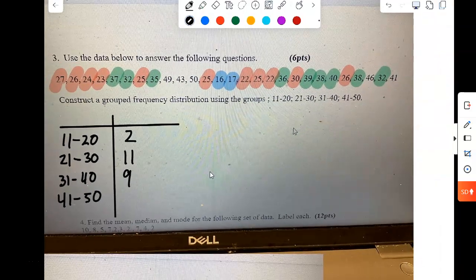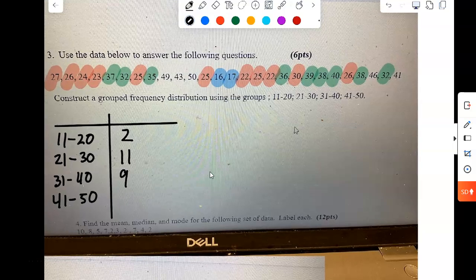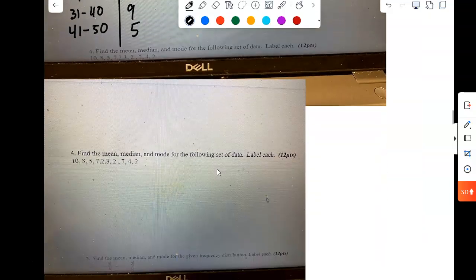And then we just count the ones that are left. 1, 2, 3, 4, and 5. And so our grouped frequency distribution would look like this: 2, 11, 9, and 5. Okay.